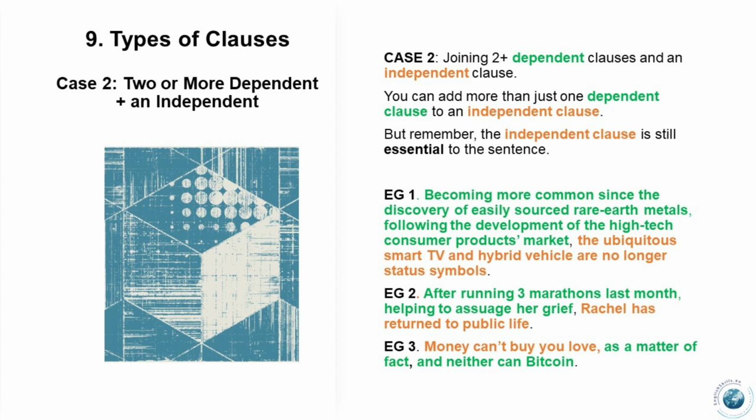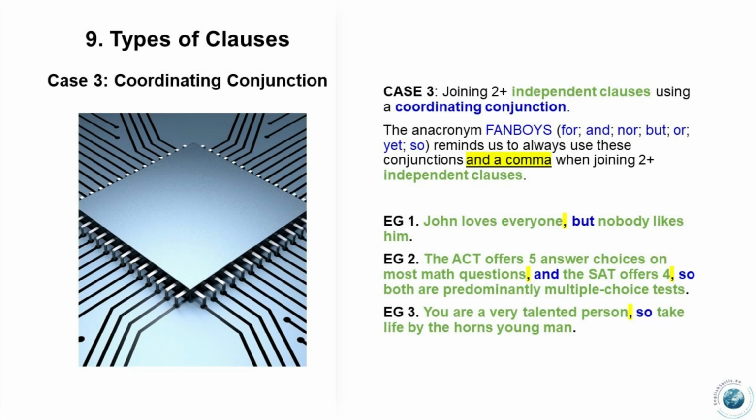Example 1. Becoming more common since the discovery of easily sourced rare earth metals, following the development of the high-tech consumer products market, the ubiquitous smart TV and hybrid vehicle are no longer status symbols. Example 2. After running 3 marathons last month, helping to assuage her grief, Rachel has returned to public life. Example 3. Money can't buy you love. As a matter of fact, and neither can Bitcoin.